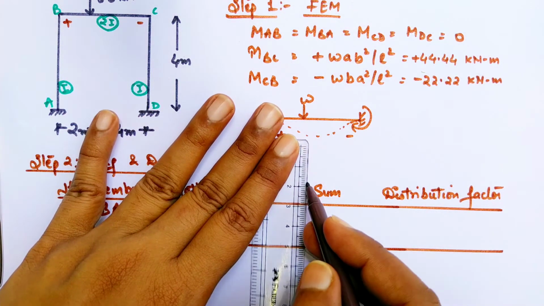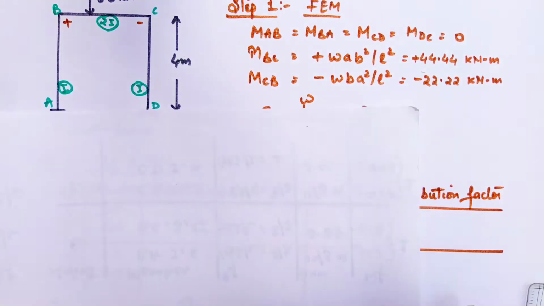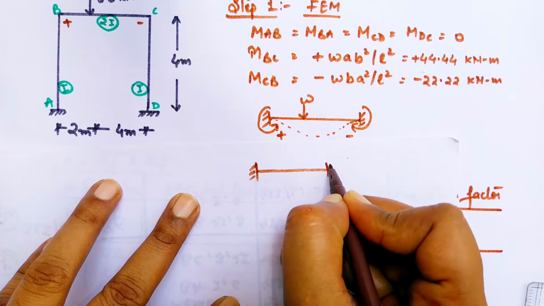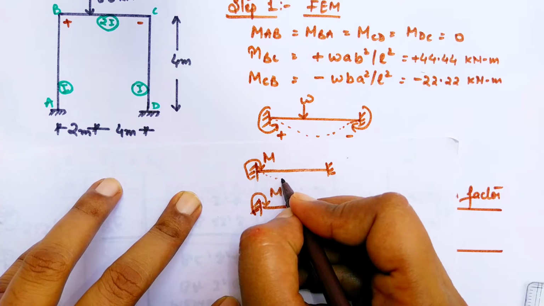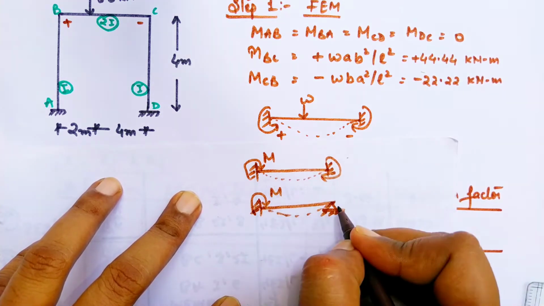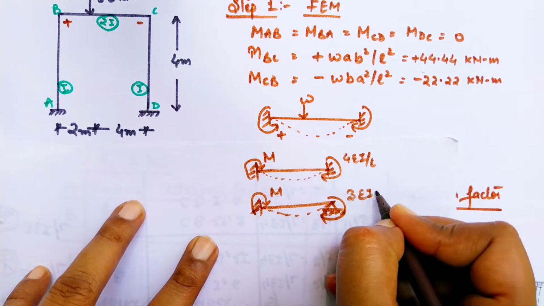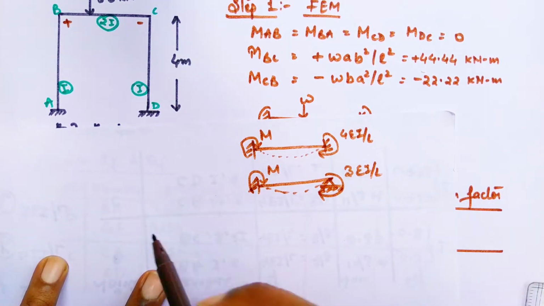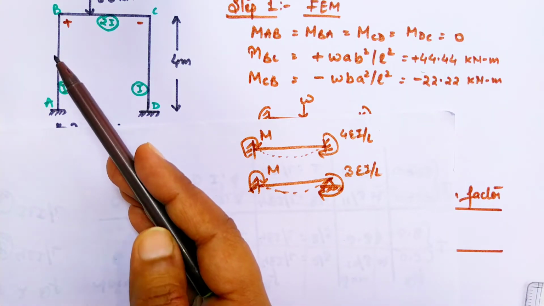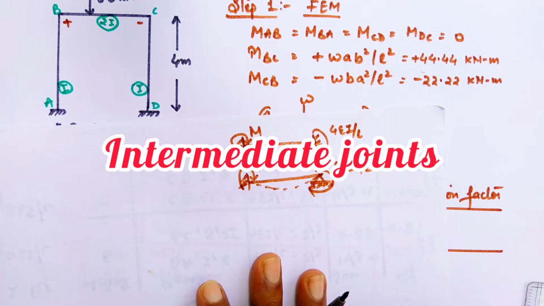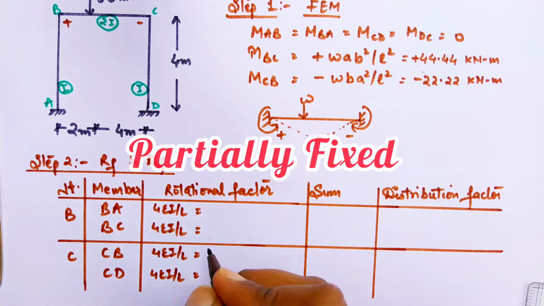With that we should know what a rotation factor is. Let me draw it for you. This is a fixed beam and this is a fixed and hinged beam. If some moment is applied, the beam will be rotated somewhat like this, and these are the resisting moments which are applied. The value of this is 4EI by L, and for the hinge it is 3EI by L. Since in this question all the supports are fixed, and B and C are intermediate joints, they will also behave as fixed, because all the intermediate joints behave as fixed.